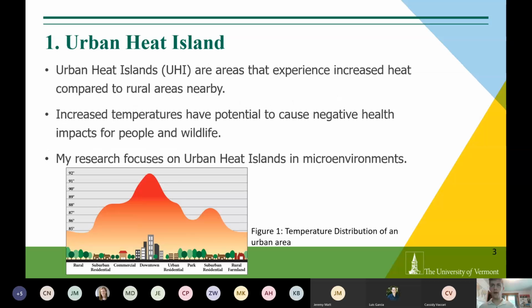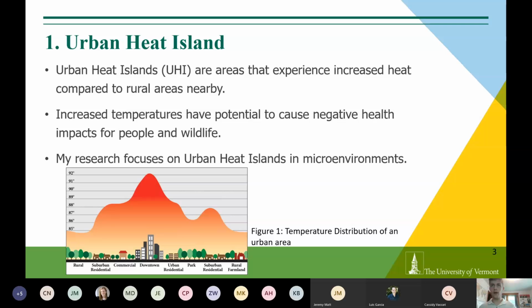So first, urban heat islands are characterized as areas that experience increased heat compared to nearby rural areas. This can be heavily attributed to the wide-scale use of impervious surfaces in urban areas. Impervious surfaces being surfaces that fluid cannot travel through, for example, asphalt, concrete, and buildings.